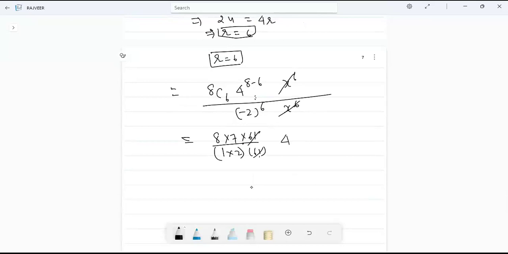4 to the power 8 minus 6, that is 2. And minus 2 to the power 6 will be 64. What do you say? Yeah. If the power is even, then the negative sign goes away, it becomes positive. Yeah. 16, 4 times. And 4, 2 times. 2 gets cancelled. So the answer is just 7. Only 7 is remaining. So the term independent answer, check your answer. Yeah, it's 7. The answer is 7.